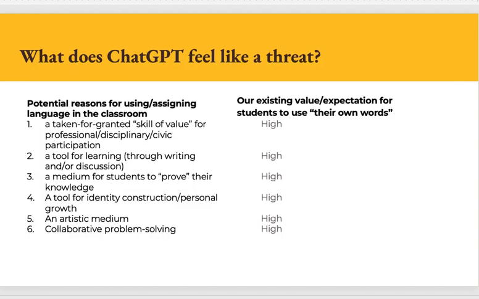So, why then does ChatGPT feel like a threat to us? I think it's because if we look at these possible ways that we're asking students to use language in the classroom, at present, I think that we have a pretty high existing value or expectation that students are using what we think of as their own words, so that they're not copying and pasting something else. We usually discourage them from plagiarizing outright. If they're citing, we want them to do that in ways that are very visible.